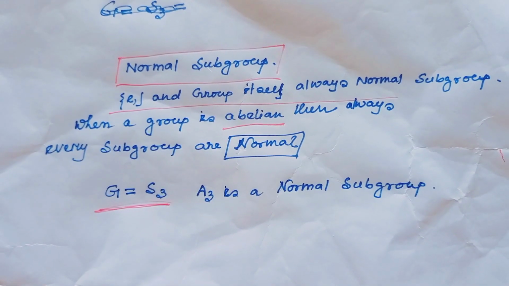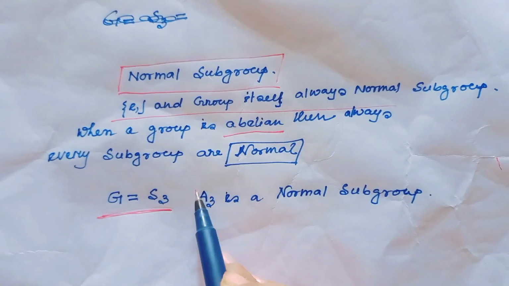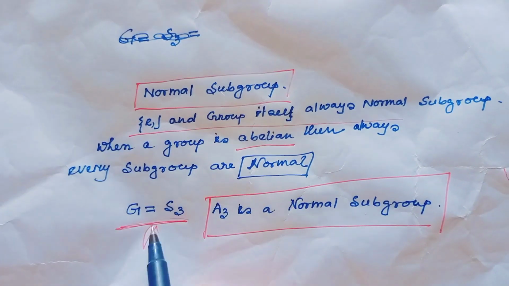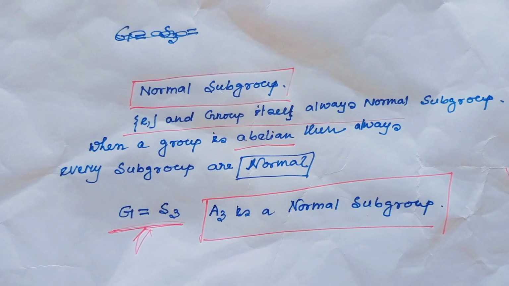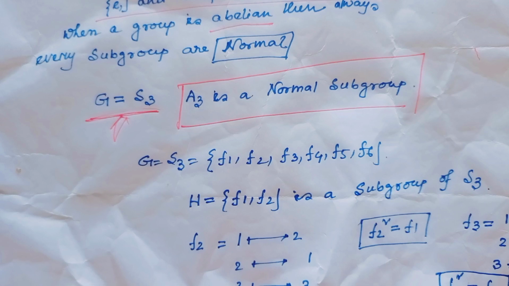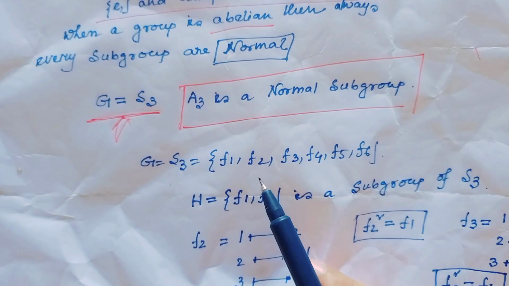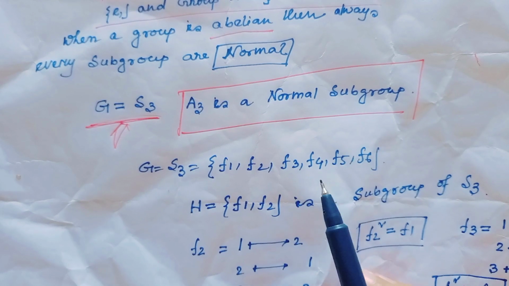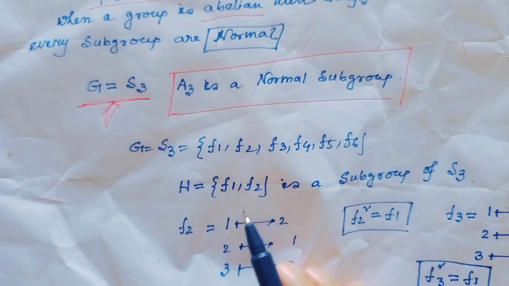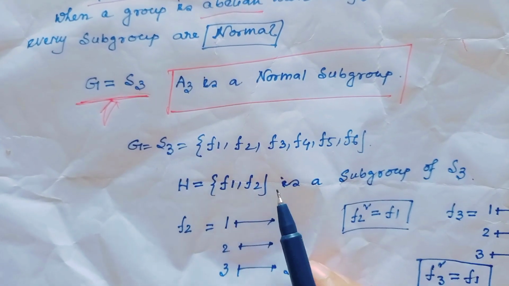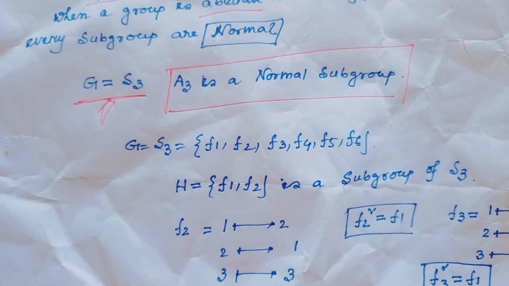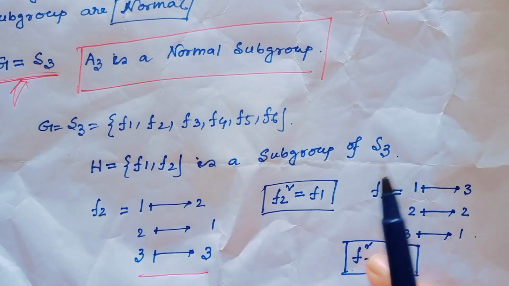We all know that in S3 the only normal subgroup is A3, and the other proper subgroups of S3 are not normal. As a review, consider G equal to S3, the set containing the elements f1, f2, f3, f4, f5, f6, and consider A equal to the set containing the elements f1, f2. Obviously, A is a subgroup of S3.